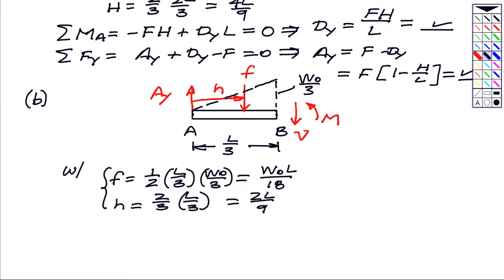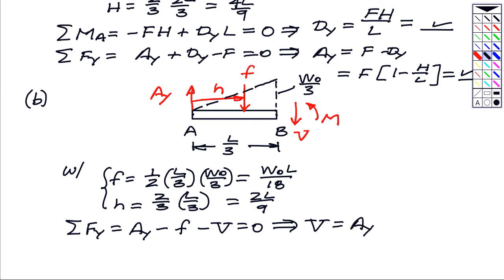So this is again replacing the triangular load by a single force equivalent of f. So from this one, when I sum forces in Y, I have AY, I have minus the applied force f, minus the shear force V that we're trying to find. From this, I find that the shear force V is equal to AY, which I found in part A, minus f, which is given above. So we have all the numbers that go in there for V.